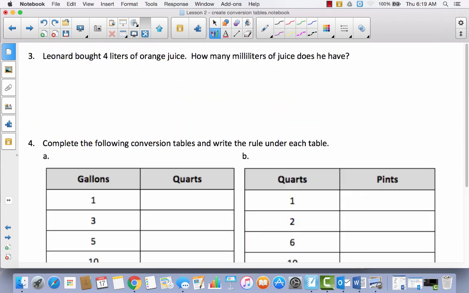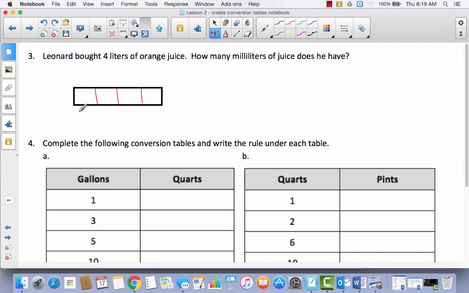Okay? All right, let's look at number 3. Leonard bought 4 liters of orange juice. How many milliliters of juice does he have? Do you hear any comparison words? I don't either. So we can just do a total here, okay? So let's do a total. How many parts should we divide our tape diagram into? Well, we've got 4 liters, so let's divide it into 4 parts.